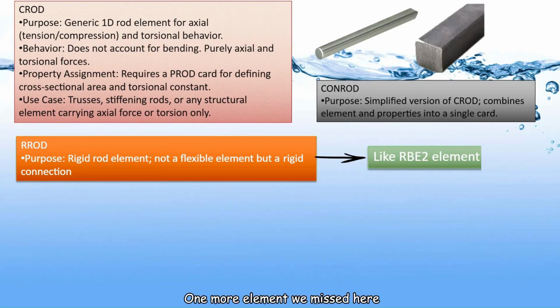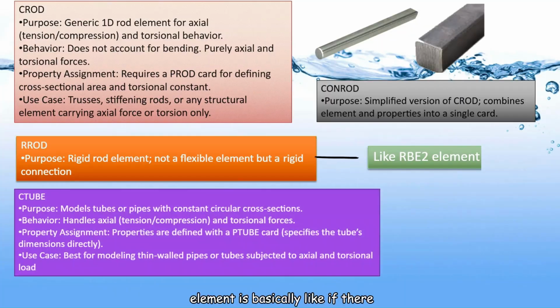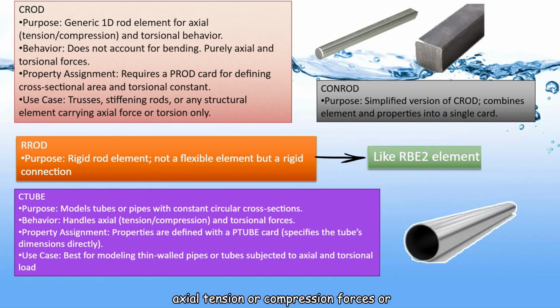One more element we missed here is the CTUBE element. The CTUBE element is used if there is a tubular section where we are only interested in axial tension or compression forces, or we need to go with torsional analysis. We can easily use CTUBE elements.